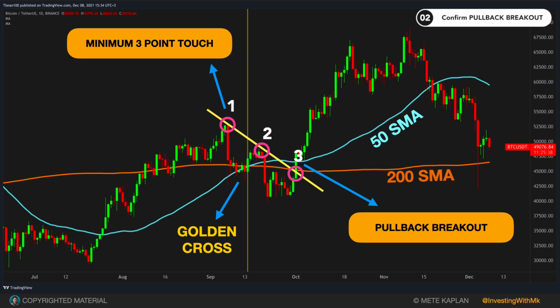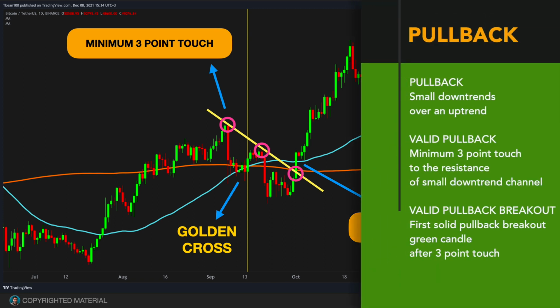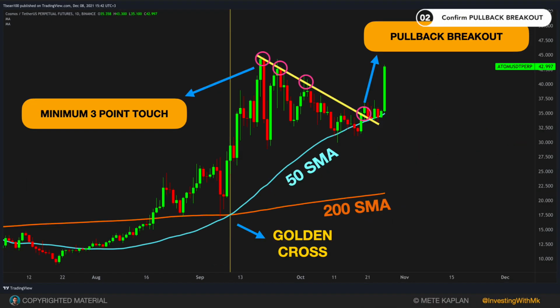However, there could be more than 3-point touches, 4, 5, 6 and more. The rule is a minimum of 3 touches. If I see a breakout at the second touch, I do not touch that chart anymore. Let's see one more pullback breakout example and then learn how to enter a trade. This time I'm looking at ATOMUSDT, and as you can see, our nice breakout comes after the 4th touch point. I believe that you have now learned step 1 and step 2 of my 3-step golden cross trading technique.